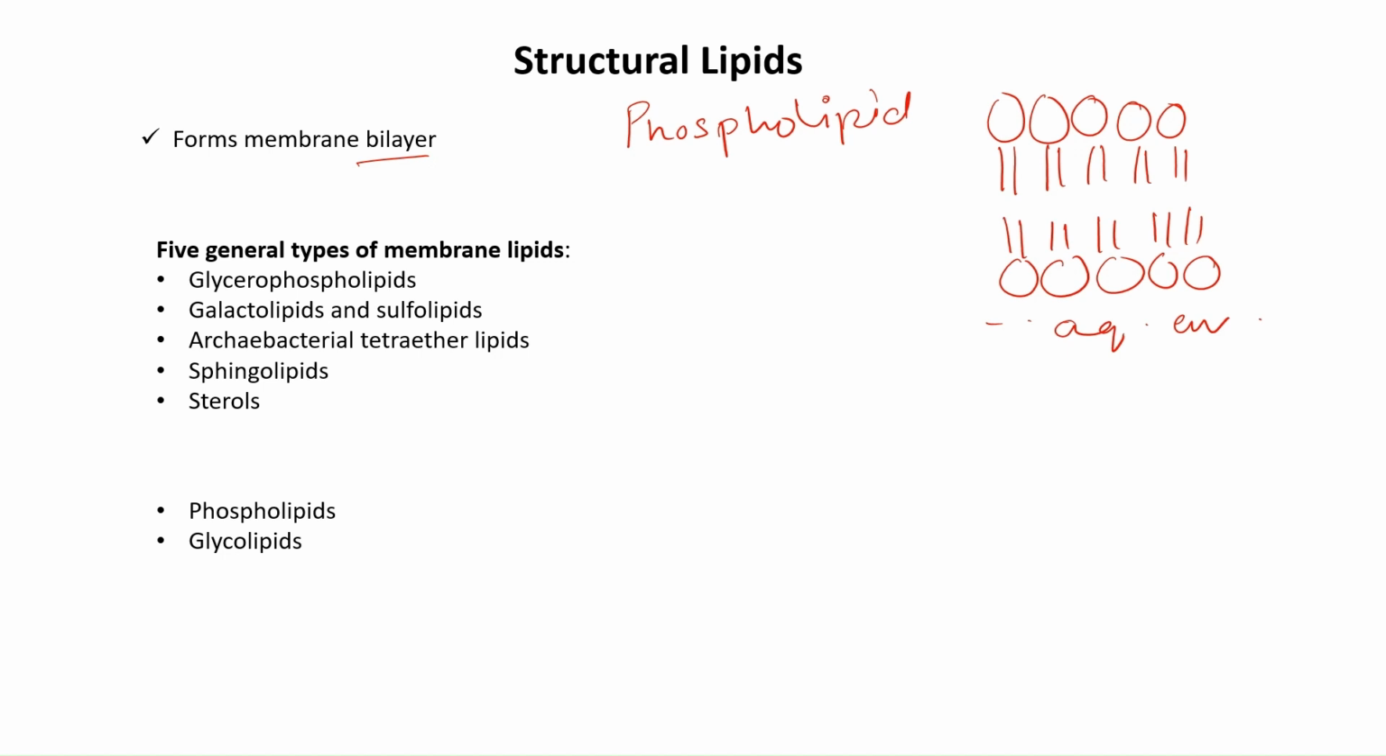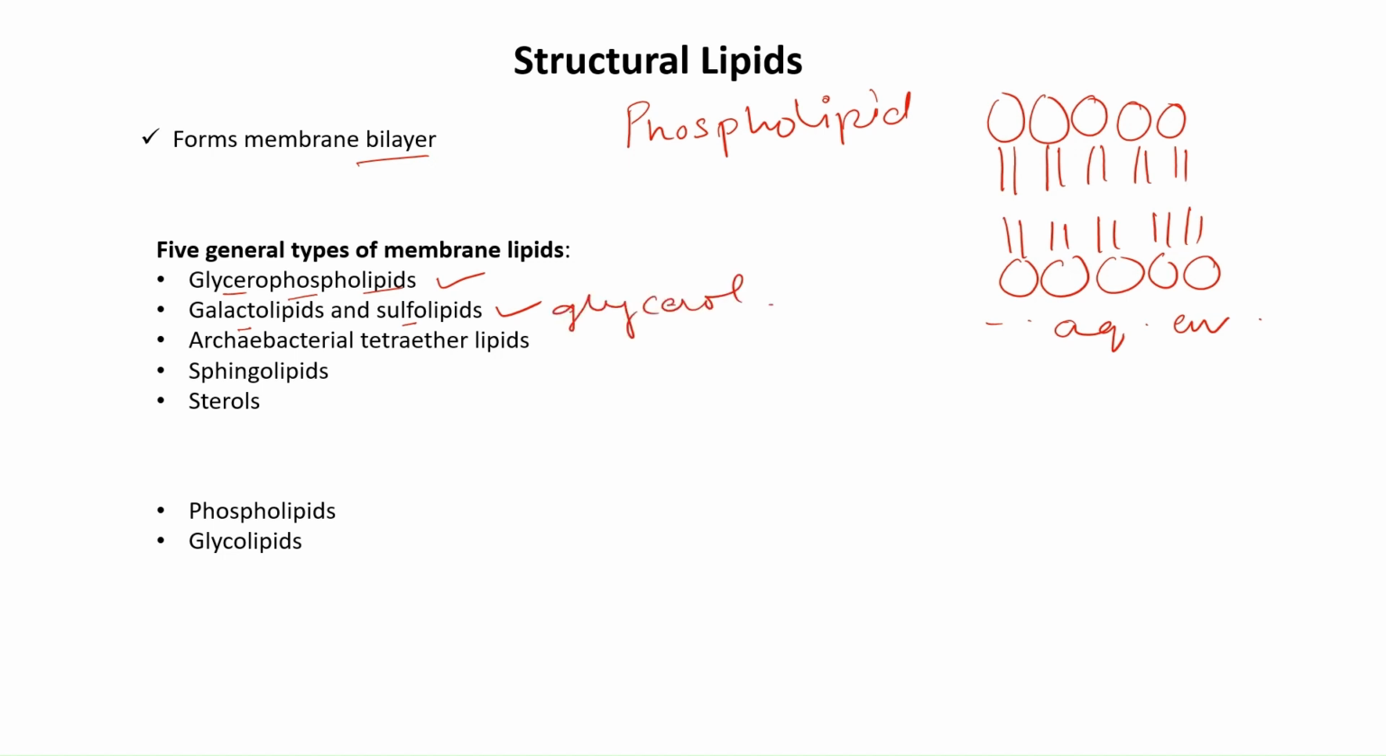Now, there are 5 general types of lipids that constitute the membrane. These are glycerophospholipids, that means a phosphate group will be there, lipids of course, and a glycerol backbone. Next are galactolipids and sulfolipids. That means they contain a galactose unit. In sulfolipids, they have a sulfur unit. The backbone is again glycerol.